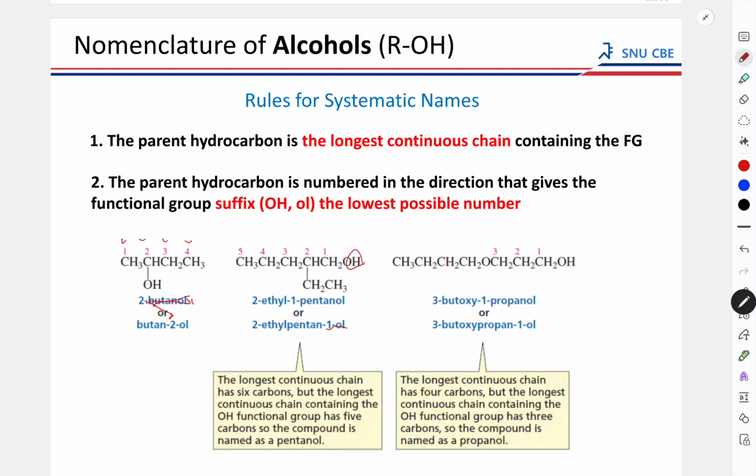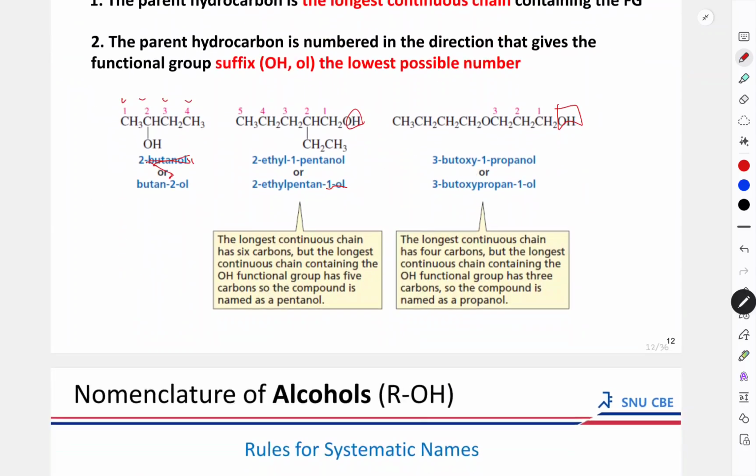And then you can identify the longest possible chain that contains the OH group. That's why this is the main chain you should pick. So alcohol has a higher priority than ether. We'll learn about that in the next chapters as well, but for now, you can just accept that alcohol has a higher priority than ether. That's why you should identify the longest possible chain containing the alcohol OH group.